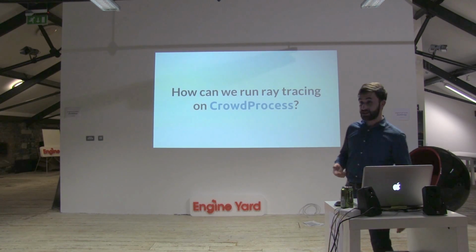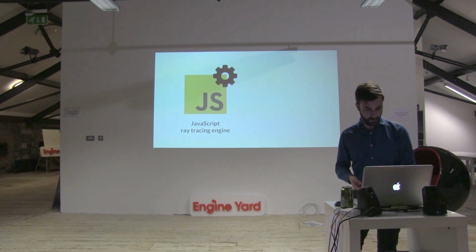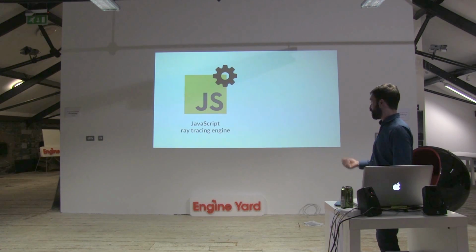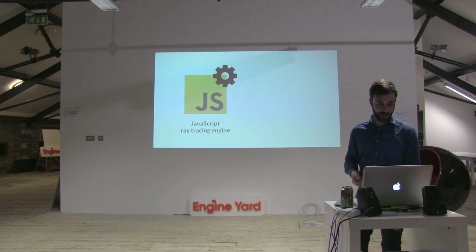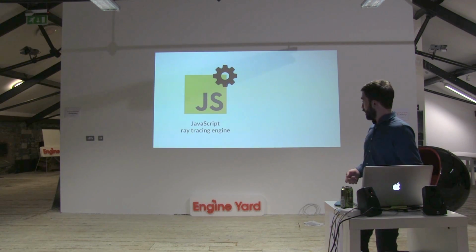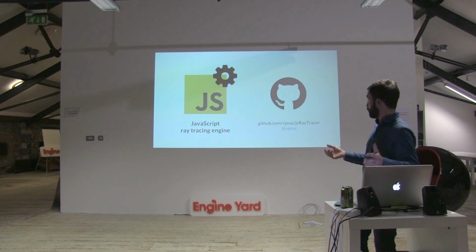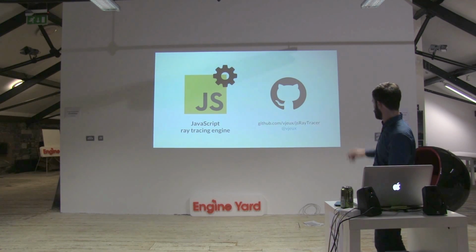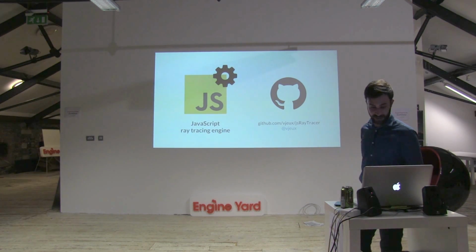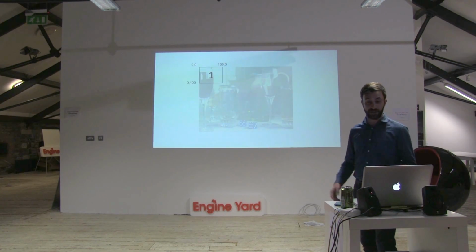So how can we run ray tracing on Crowd Process? First, we need a JavaScript ray tracing engine because at the end of the day, this is what we are doing. And after a quick look, I found one on GitHub from this guy who works at Facebook, and it's kind of a nice project. So I used it. Of course, I had to make some adaptations to that.